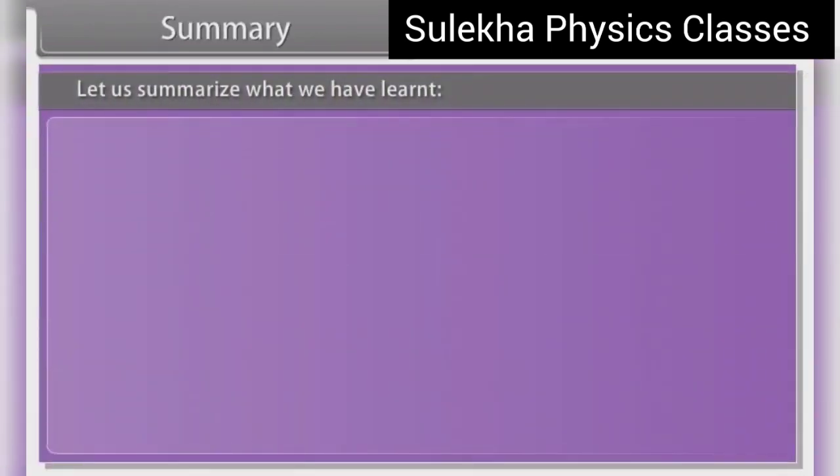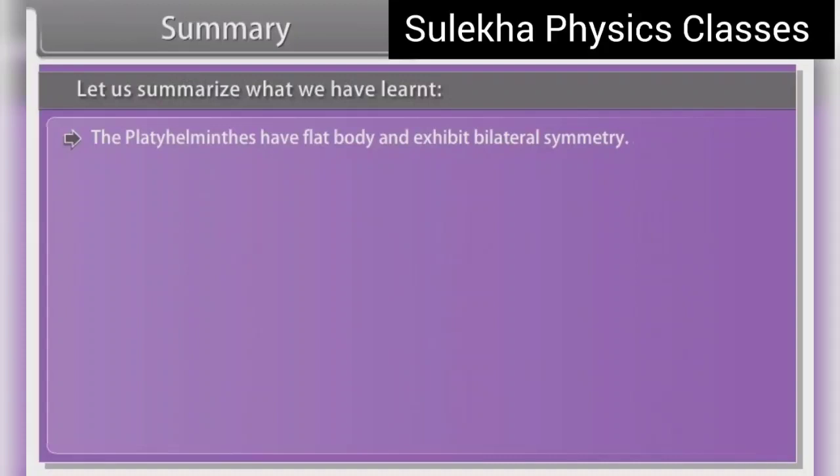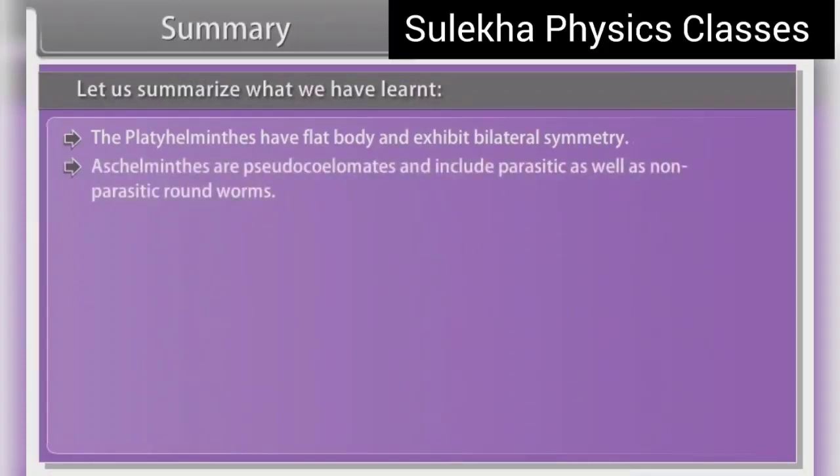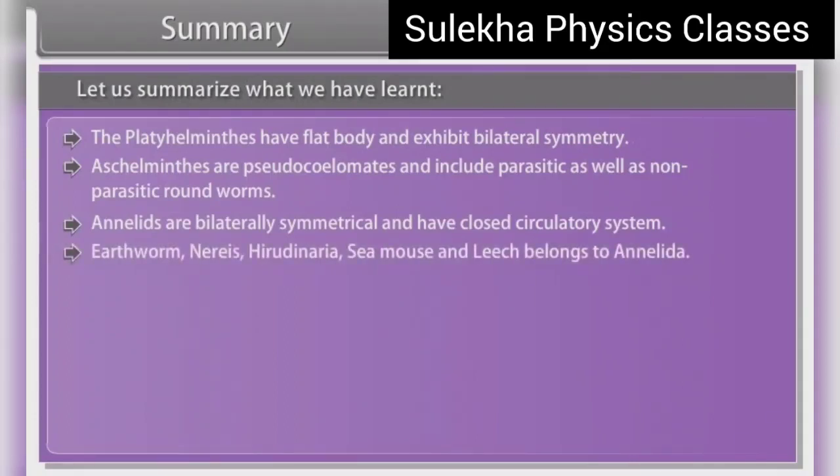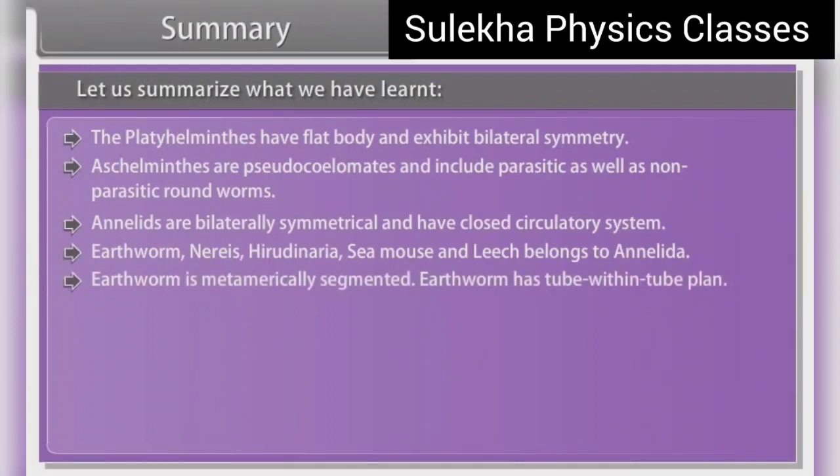Summary. Let us summarize what we have learned. The Platyhelminthes have a flat body and exhibit bilateral symmetry. Aschelminths are pseudocoelomates and include parasitic as well as non-parasitic roundworms. Annelids are bilaterally symmetrical and have a closed circulatory system. Earthworms, Nereis, Hirudinaria, sea mouse and leech belong to Annelida. Earthworm is metamerically segmented. Earthworm has a tube within tube plan.